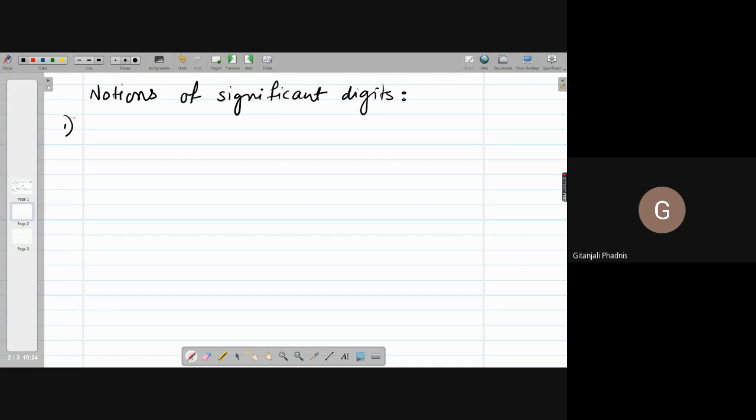So yesterday I explained to you why we come across such terms. Whenever we are using machines for calculations, there are certain limitations on machines, like the capacity of the machine, how many digits it can display, and that gives rise to certain approximations, and that gives rise to errors. That's why the study of significant digits is very important.